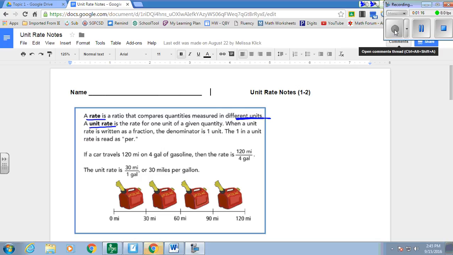For example, if a car travels 120 miles on 4 gallons of gasoline, then the rate is 120 miles for 4 gallons. If I was to simplify this, I just divide 120 by 4. That's where I get the 30 miles and then 1 gallon. They're rewriting it 2 ways. You can leave it as a ratio with units, which is a rate, or you can write it as 30 miles per gallon. Both of those would be acceptable ways to write your answers.